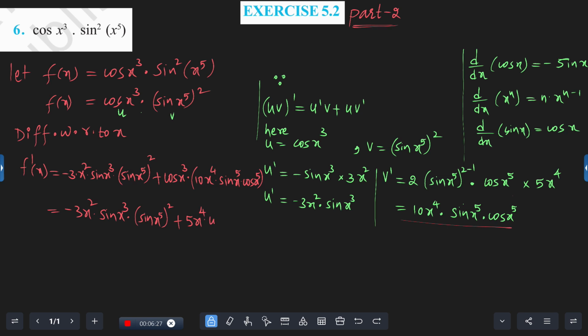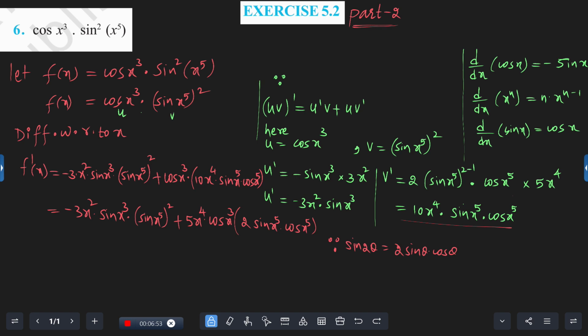Okay. And this cos x power 3. And this will look like now 2 sine x power 5 into cos x power 5, which looks like the formula. What is it? Sine 2 theta is equal to 2 sine theta into cos theta. Theta here, instead of theta, is x power 5.